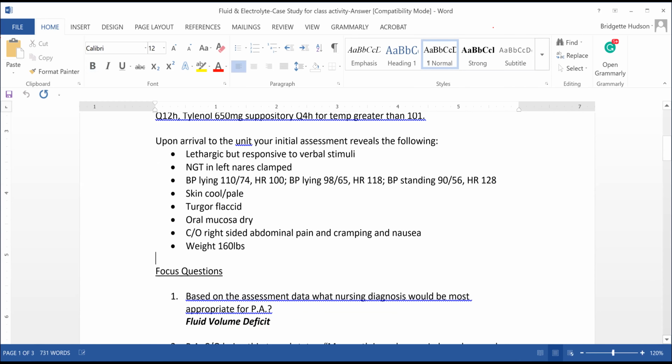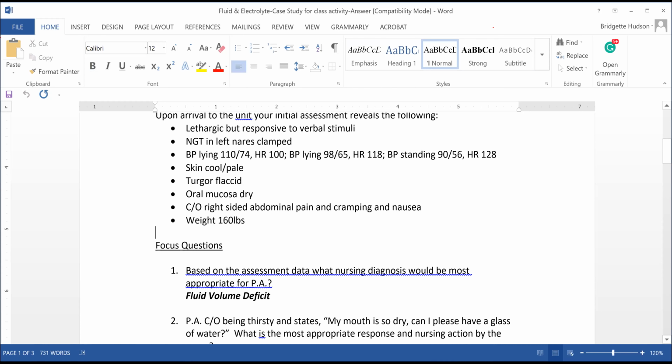So she's thirsty, her mouth is dry. She wants to know, can she have a glass of water? Can you give her a glass of water? I would say no, you wouldn't, because if she's dehydrated, she wouldn't be able to hold the fluid. If she's going to get any fluids in, she would need something like an ice chip, something extremely small.